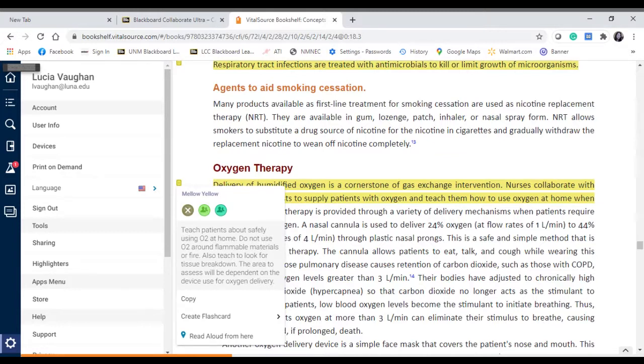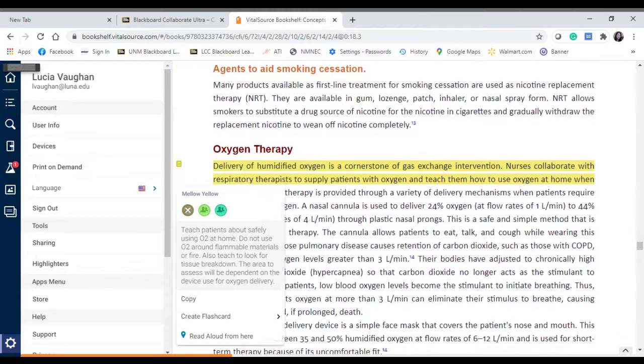Most people are on a nasal cannula at home. So we want to teach them to assess the areas underneath the nose, on the top of the cheeks, and the ears, and behind the ears.